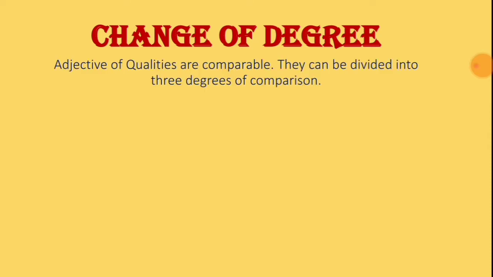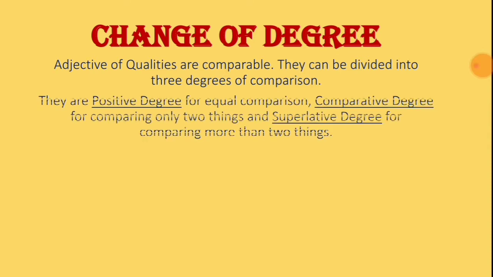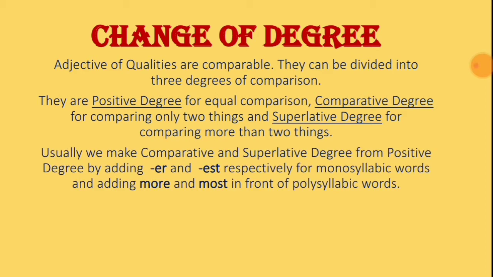Okay, change of degree. Adjectives of qualities are comparable. They can be divided into 3 degrees of comparison. They are positive degree for equal comparison, comparative degree for comparing only 2 things, and superlative degree for comparing more than 2 things. Usually, we make comparative and superlative degree from positive degree by adding er and est respectively for monosyllabic words, and more and most in front of polysyllabic words.